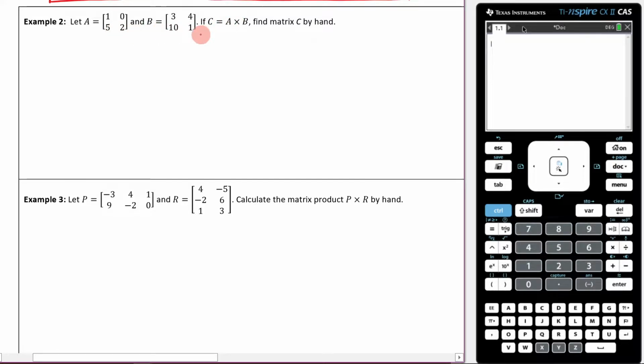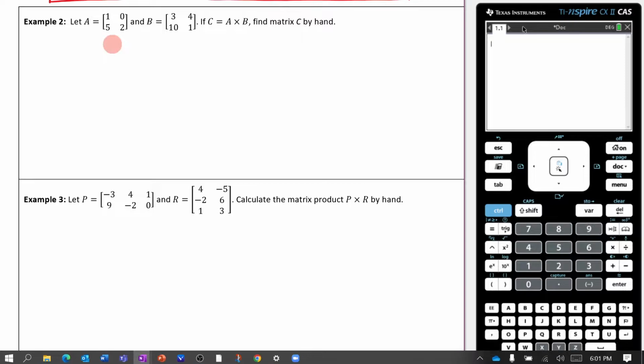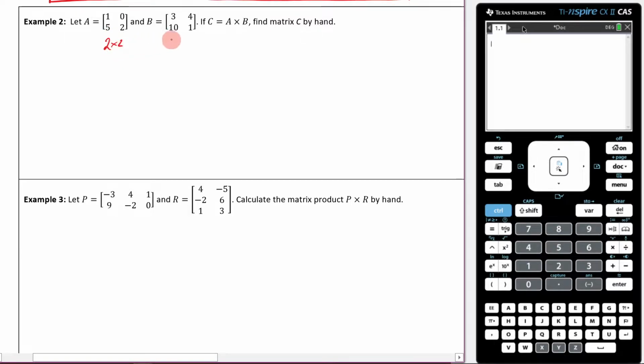Okay, let's first just consider the order of each of these and therefore determine the order of what C will be. Well, if this here is 2 by 2 and this is 2 by 2, we know that the order of C will be what? Well, we know that all we do is consider the row of the first and the column of the second. That means it's going to be a 2 by 2 matrix. So that's a really important thing to first consider, what the order of the product will be.